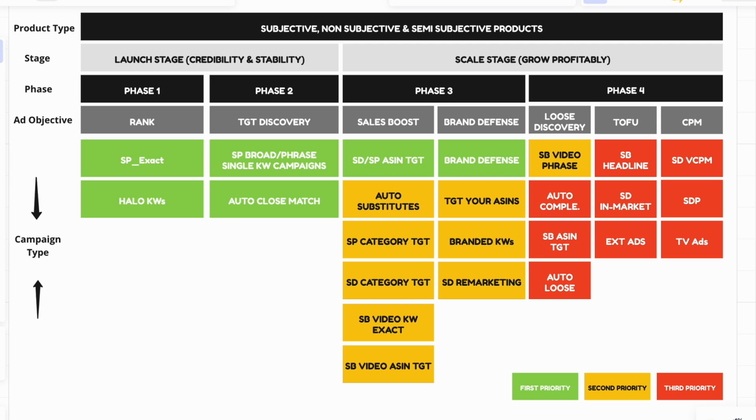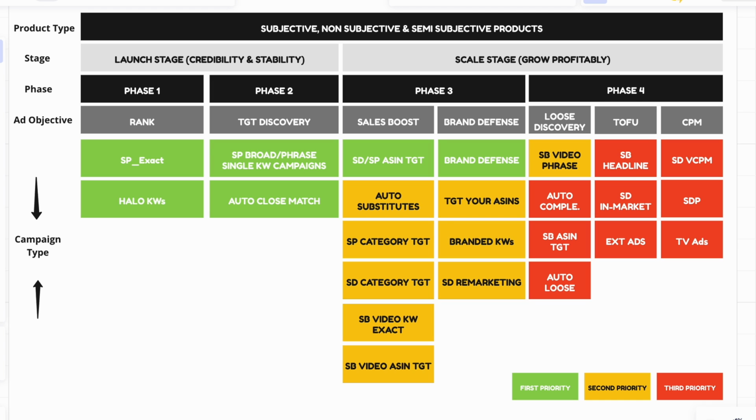We discuss a lot about product types, stages, phases, and then the ad objectives. Now let's try to understand what these product types are. Before even selling or running any ads or switching on your ads on the platform, let's say you have products and you're trying to launch them on amazon.com.